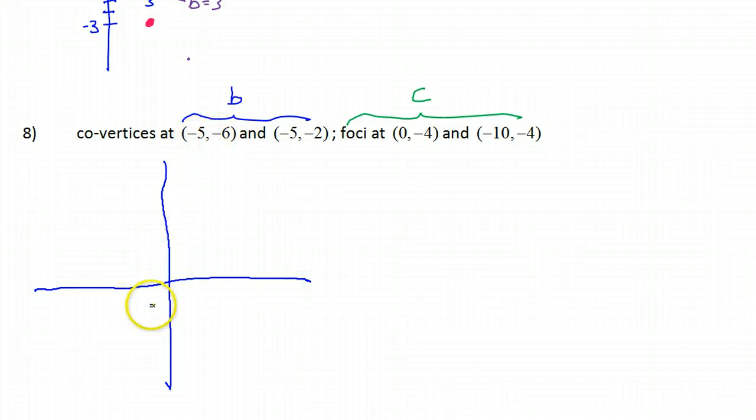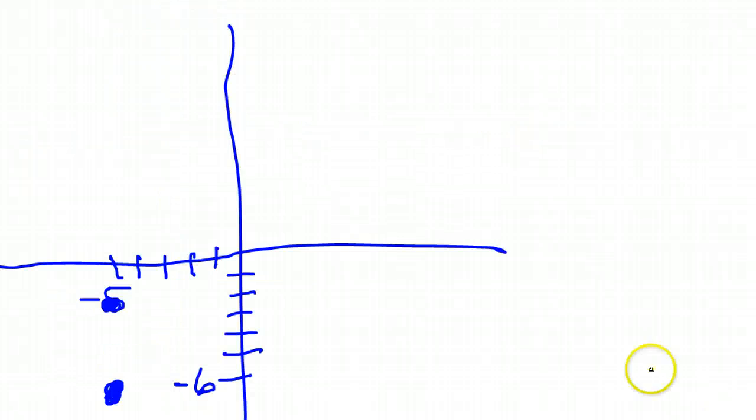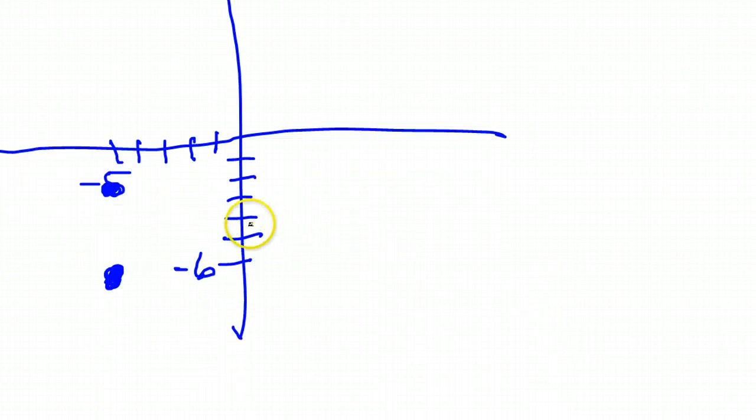Okay, so -5, -6. Here we go. 1, 2, 3, 4, 5. 1, 2, 3, 4, 5, 6. So that's a co-vertex. And then we have one at -5, -2. So that's right here. So these are the co-vertices. Now look, the center is still going to be right in the middle. I feel like I need to zoom in. Okay, I'm just going to put some dots here. This one is at -2, and this one is at -6.